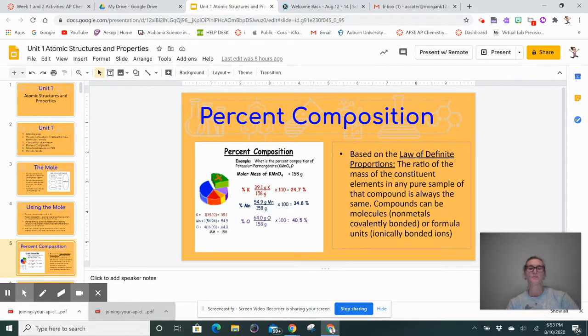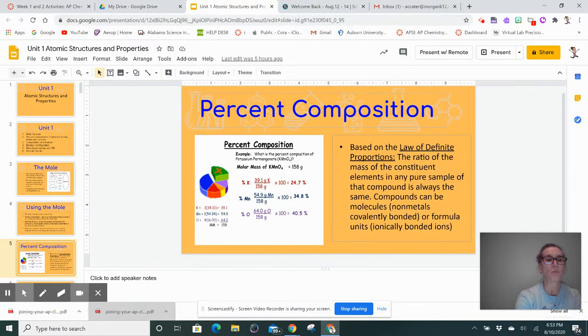Percent composition. When we talk about percent composition, remember we're going to take the total molar mass of that particular compound, and we're going to divide that into the mass of each element that's in that compound. So you can see a sample problem here. We have KMnO4, which has a molar mass of 158 grams. Remember, we get that just by adding the atomic mass of the potassium, the manganese, and 4 oxygens. That's where those numbers came from, and you can see that down here.